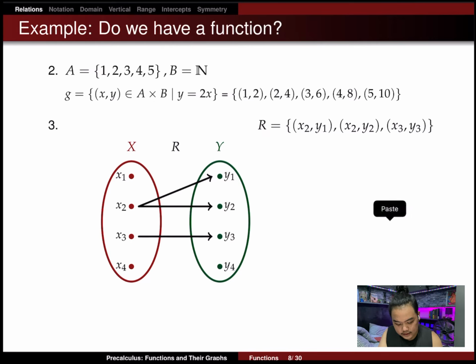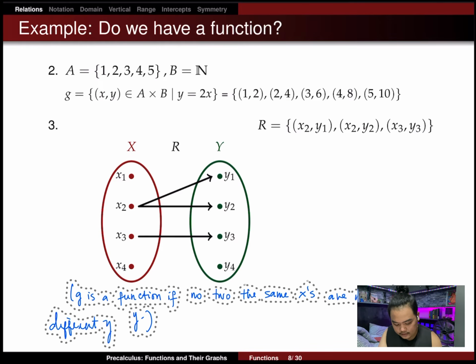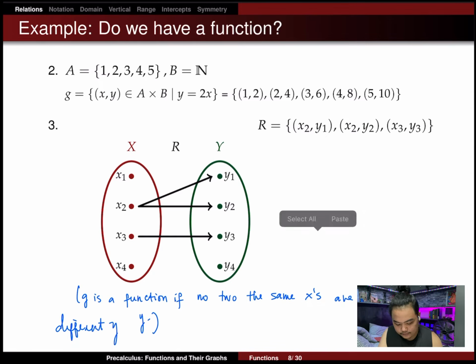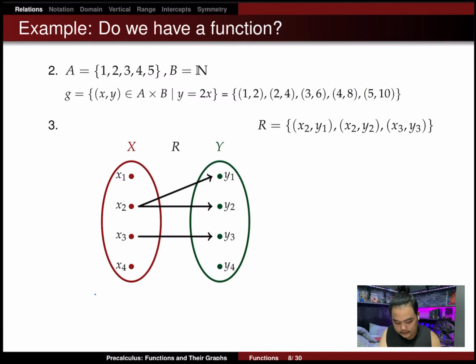So let's do this last example. We don't need that. Okay. So, is this a function or not? Number 3. As you can see, this x, 2, is mapped to two different y's, meaning this is not a function. R is not a function.